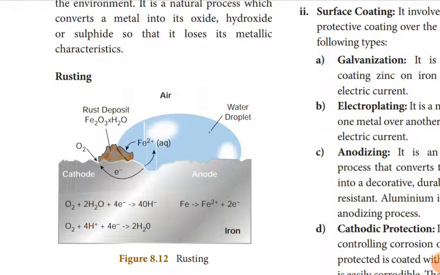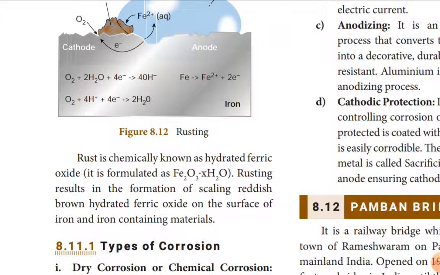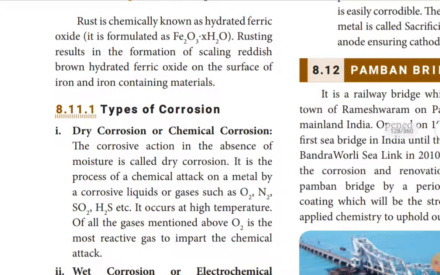So two types of electrodes are developed because of the contact of water vapor and air with the iron material. Because of this gain and loss of electrons, hydrated ferric oxide, Fe2O3·xH2O, is formed, which becomes a brownish or reddish brown layer on the surface of the iron metal.